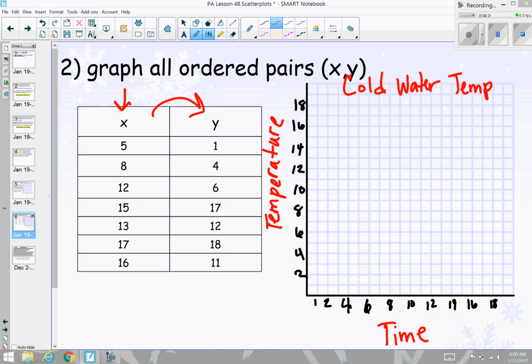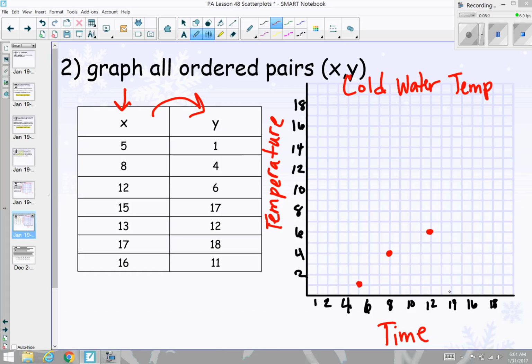As the first one says, x is 5, y is 1. So in 5 minutes, the temperature is 1 degree, I guess. And at 8, it's 4. So we're going to go up to 4 degrees. And at 12 minutes, it's 6 degrees, so 12 goes up to 6. At this point, we can kind of see a trend. It seems like as time goes on, the temperature gets higher. So the cold water becomes less cold. Let's see if that continues.